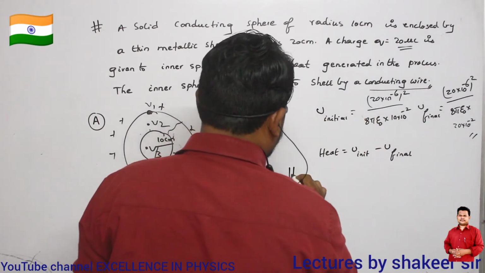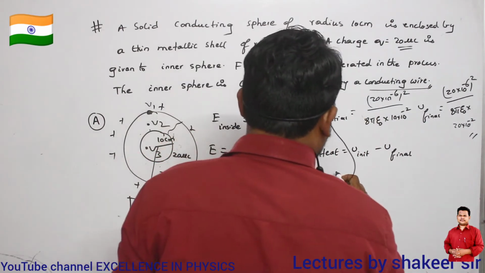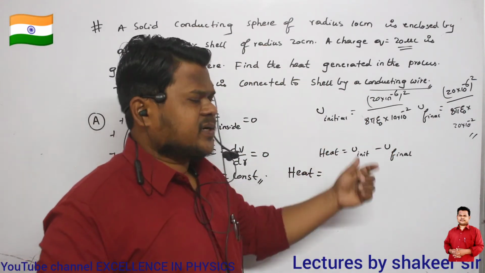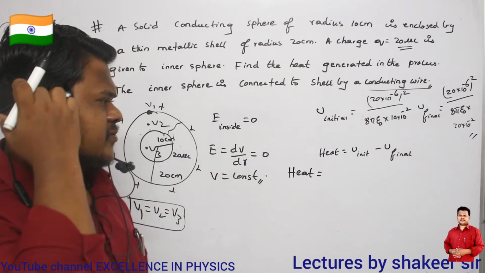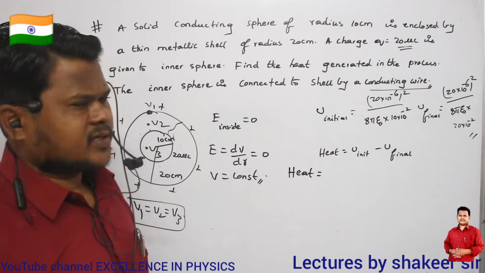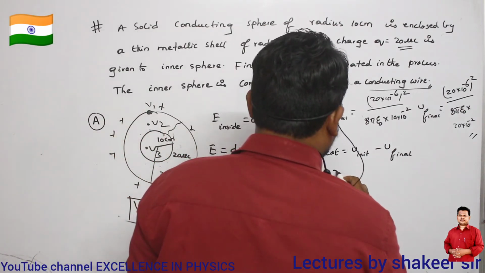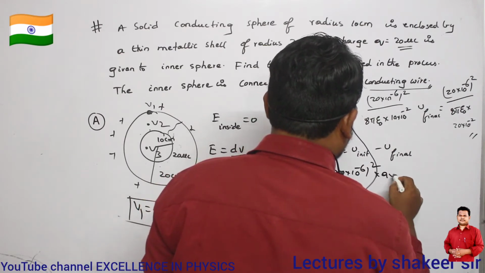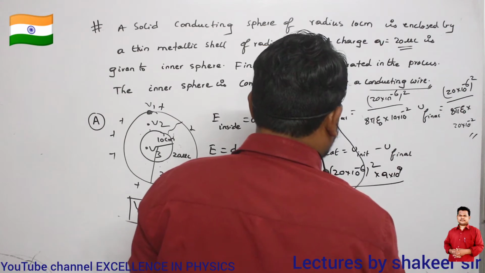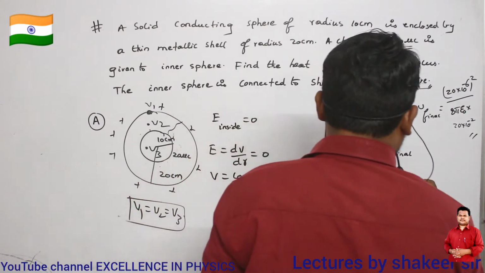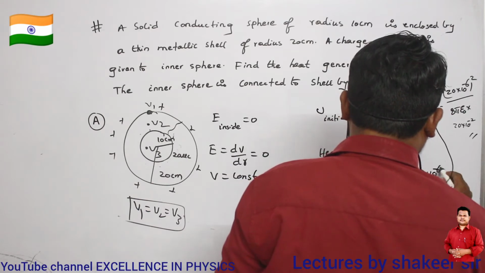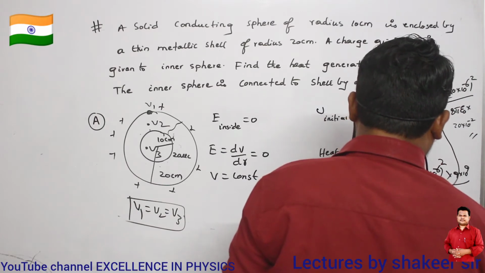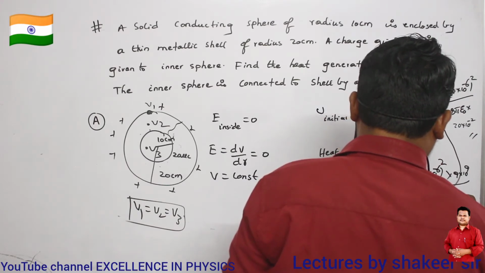So total heat generated is equal to, 8 pi E naught can be written as 2 into 4 pi E naught. 1 by 4 pi E naught is how much? 1 by 4 pi E naught is 9 into 10 power 9. So substitute that value: 20 into 10 power minus 6 whole square multiplied by 9 into 10 power 9 divided by 2 into 10 into 10 power minus 2, minus again 20 into 10 power minus 6 whole square multiplied by 9 into 10 power 9, divided by 2 into 20 into 10 power minus 2.